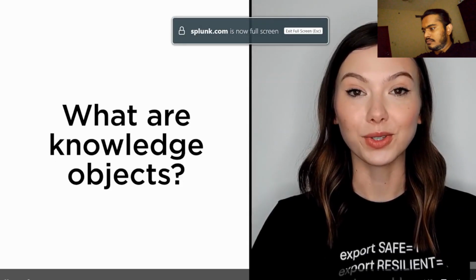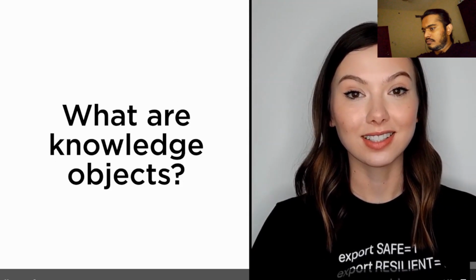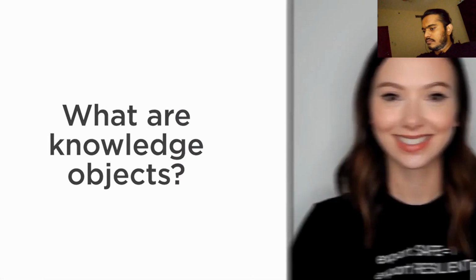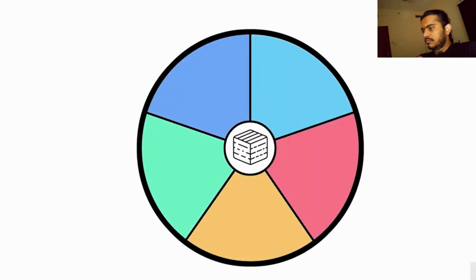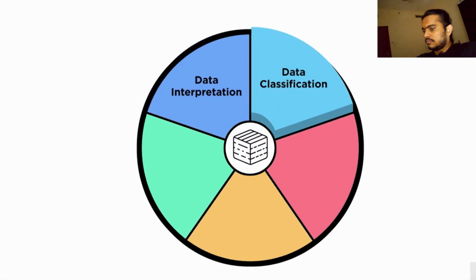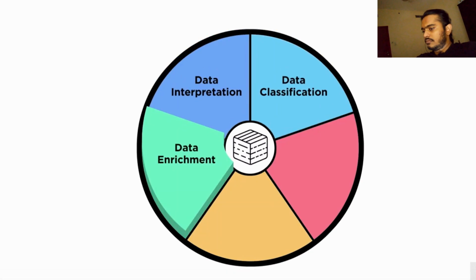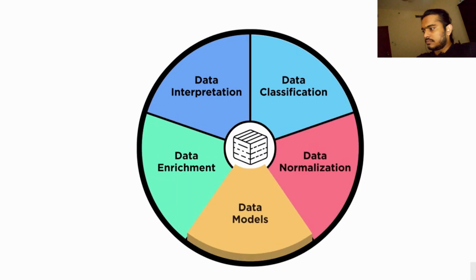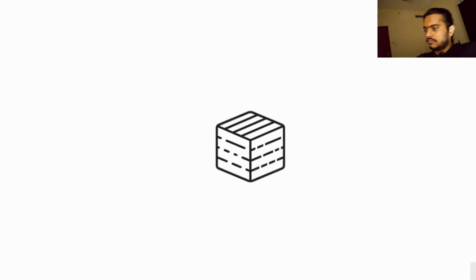Knowledge objects are tools that help you and your users discover and analyze your data. Knowledge objects are grouped into 5 categories: data interpretation, classification, enrichment, normalization, and search time mapping of knowledge called data models. Knowledge objects are useful in Splunk for several reasons.